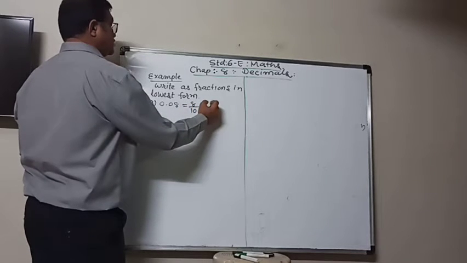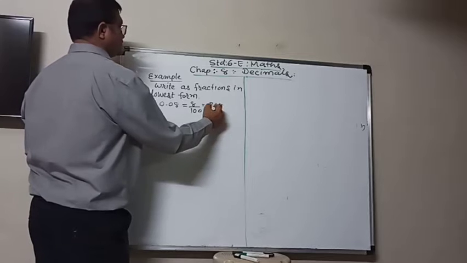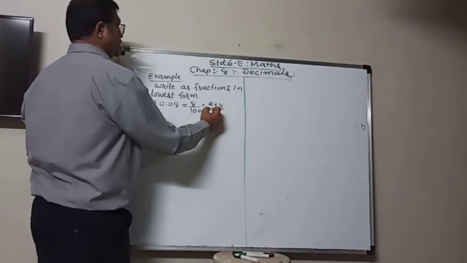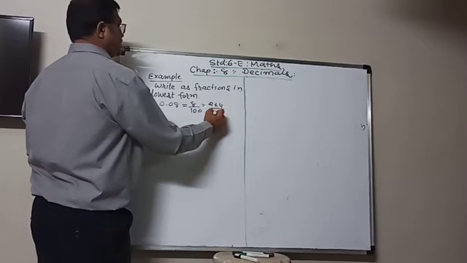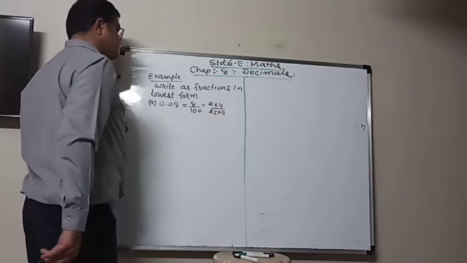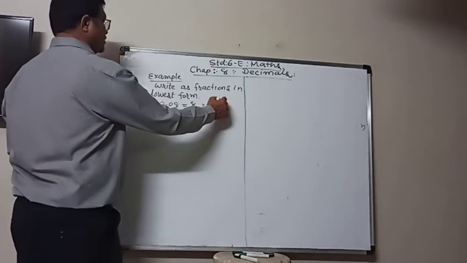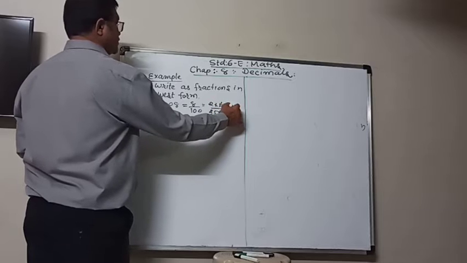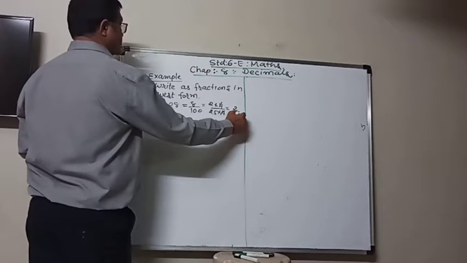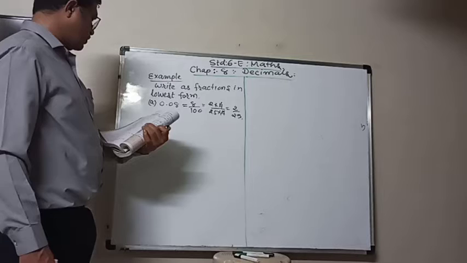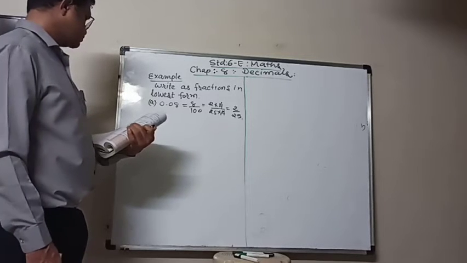Now we know that 2 fours are 8 and 25 fours are 100. 4 and 4 can be cancelled. So its lowest form is 2 upon 25.